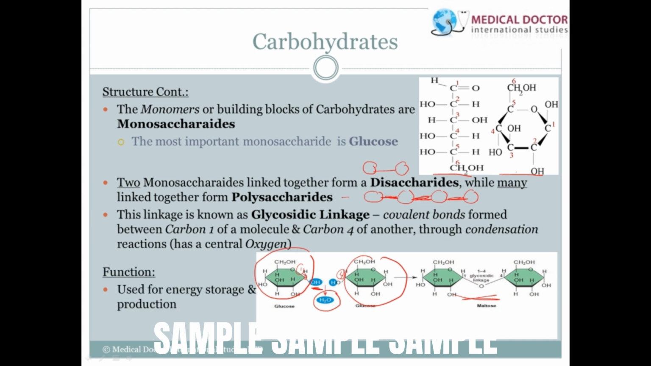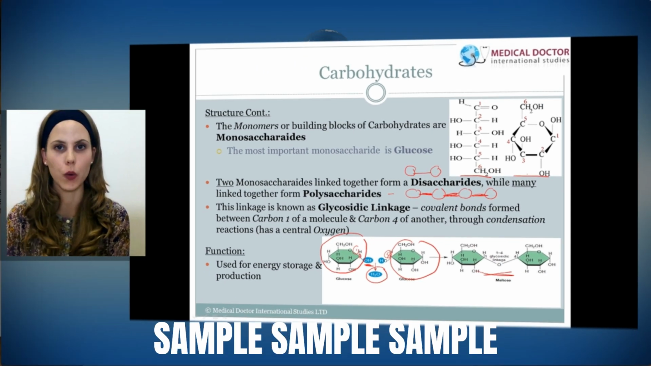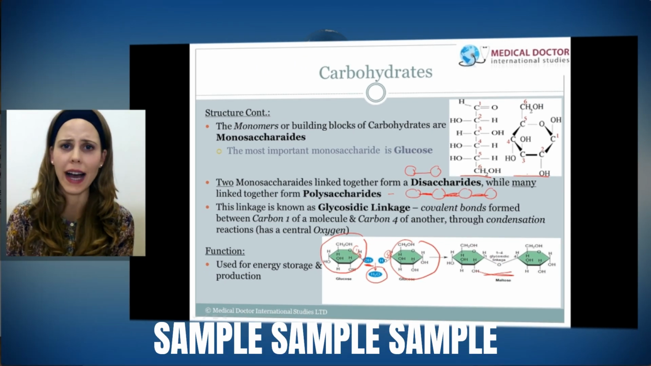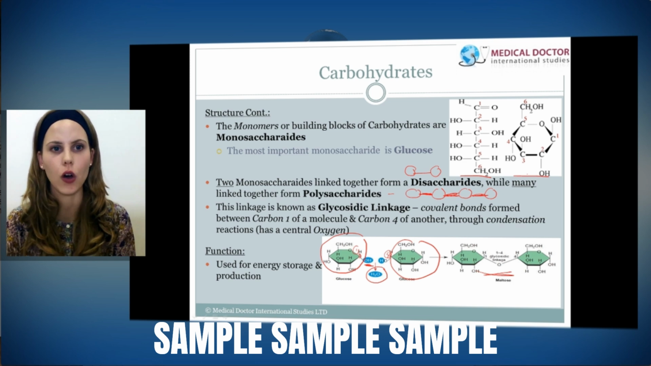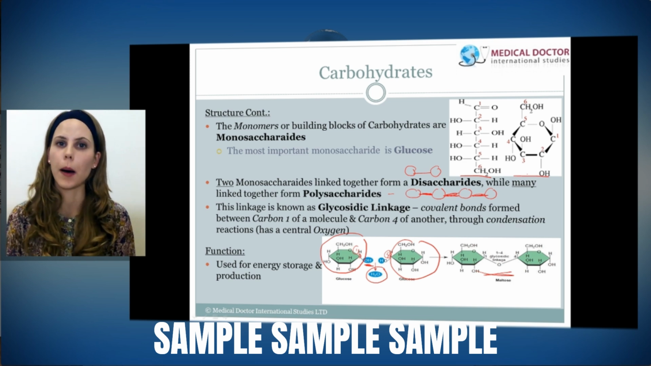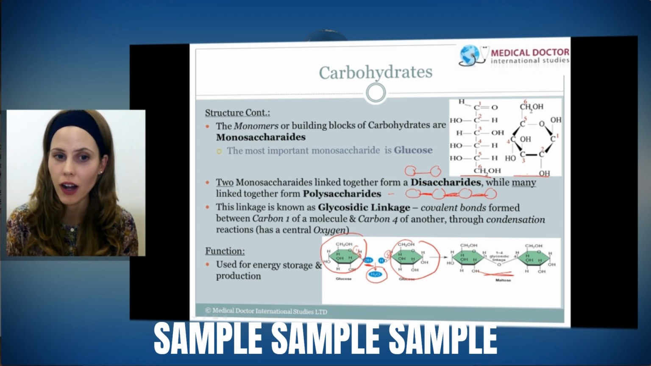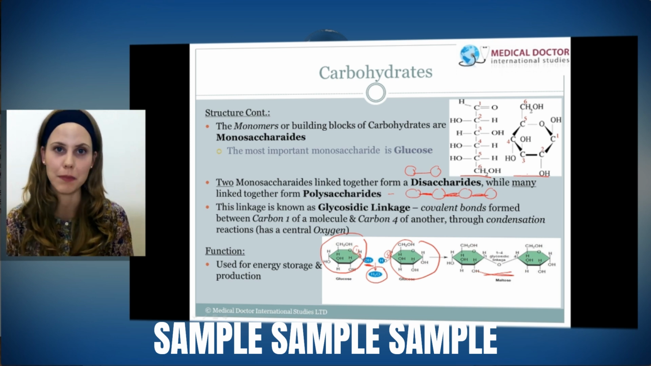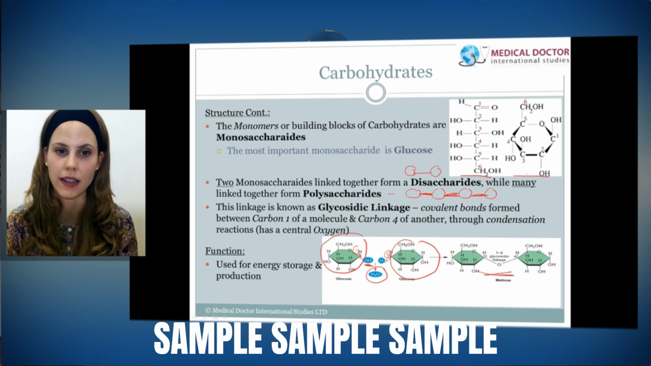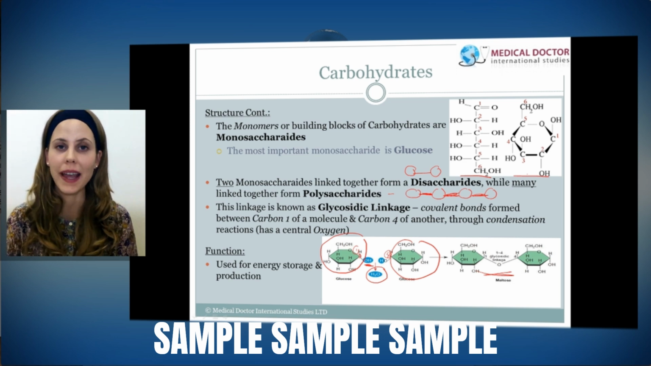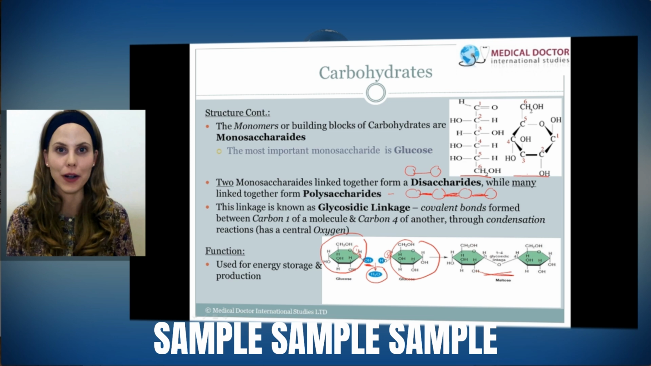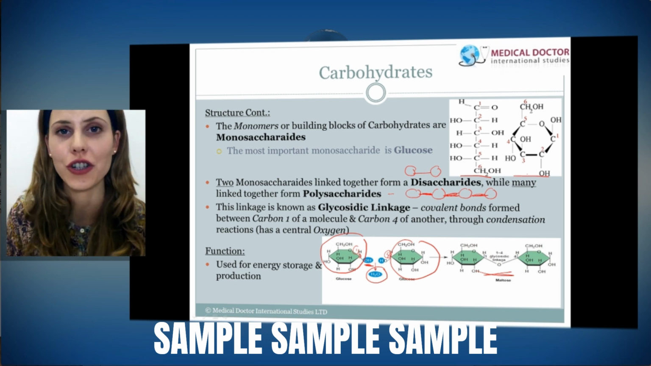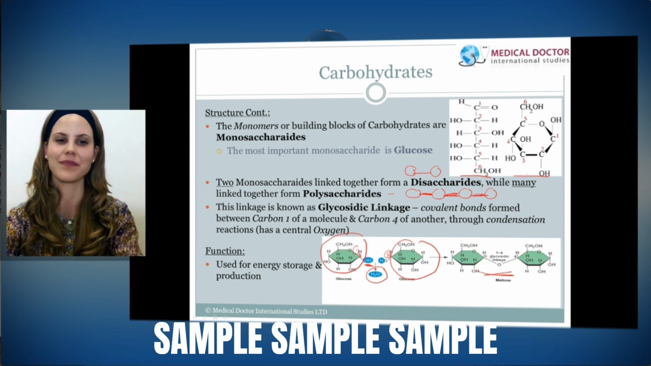And we spoke about the structure of carbohydrates. We said that we have the ratio, we have the functional groups, the building blocks are monosaccharides, they can form disaccharides and polysaccharides through a glycosidic linkage, and the main function of carbohydrates is energy storage and production. As we said, carbohydrates are sugars, we need them for energy.